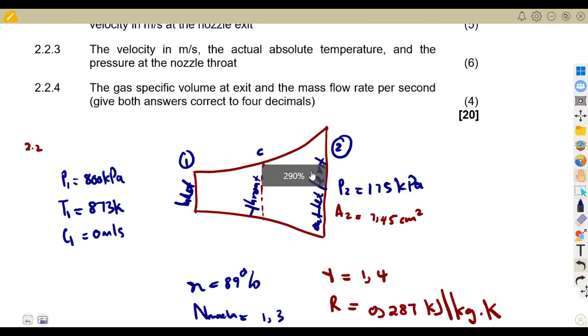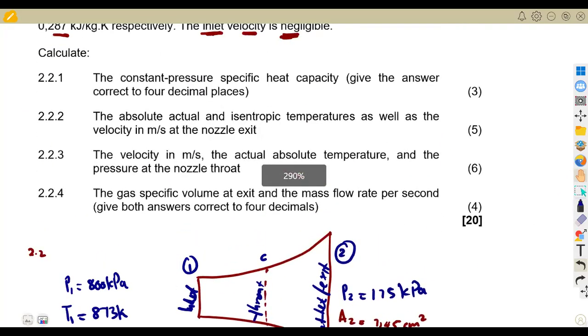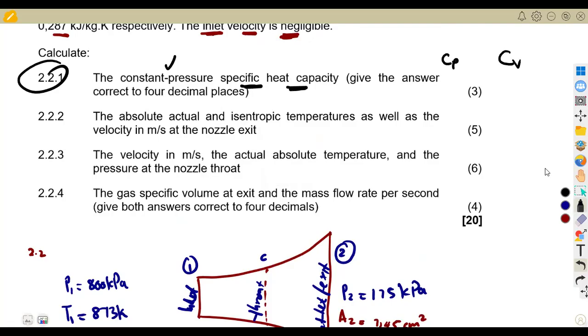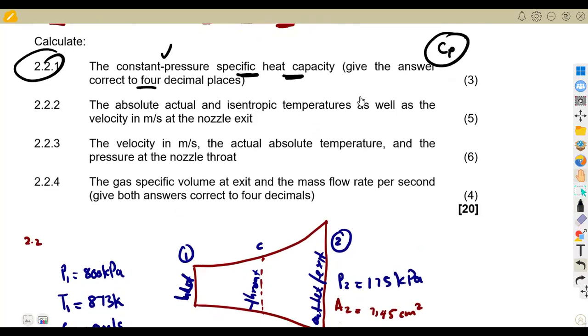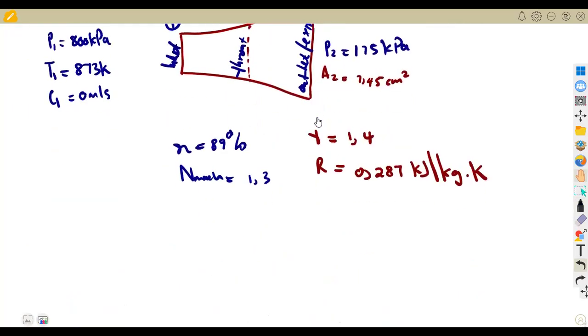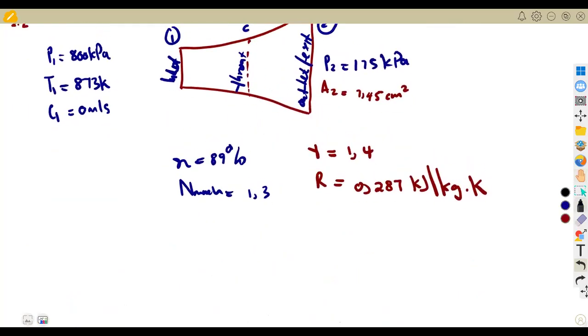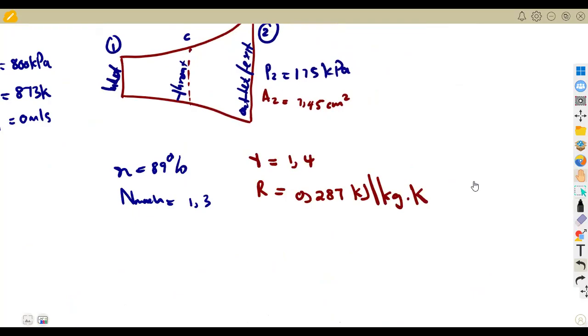The first question was 2.1, calculate on 2.21, the constant pressure specific heat capacity. Remember, this is our CP. We've got CV for volume, then this is CP for constant pressure, and to 4 decimal places. So where and how can we calculate our CP in this case? Where do we have this CP?